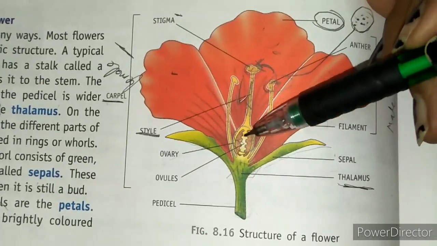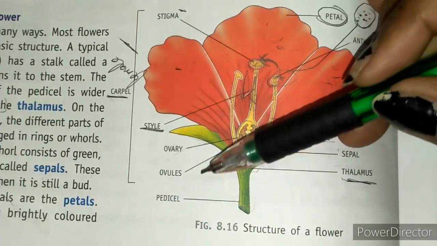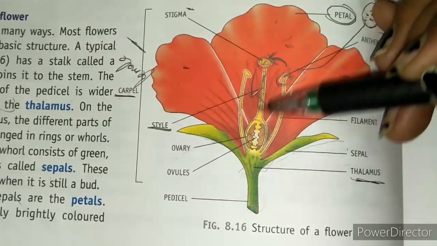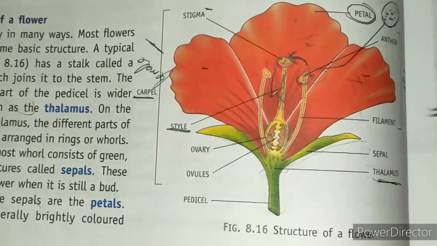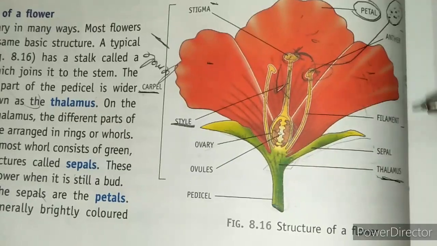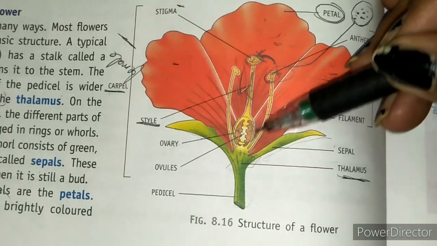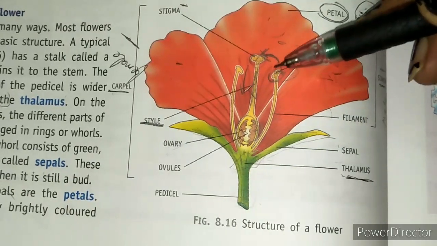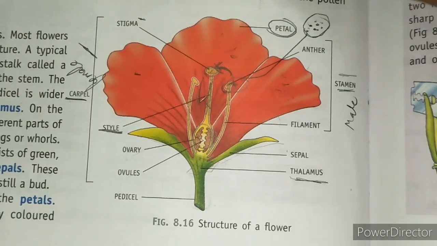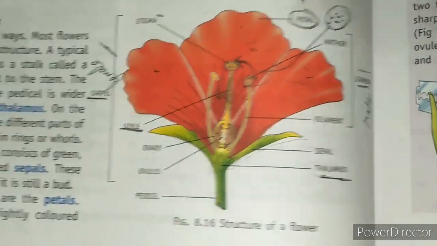Next we have the female part, that is known as the carpel. The carpel has three main parts. First of all, the ovary, in which ovules are present, then the style, and at the last the stigma. And look at this carefully. This is called the stamen, and this one is the filament, and this is the anther, and in this anther small pollen grains are present. And this colored part we have is the petals.